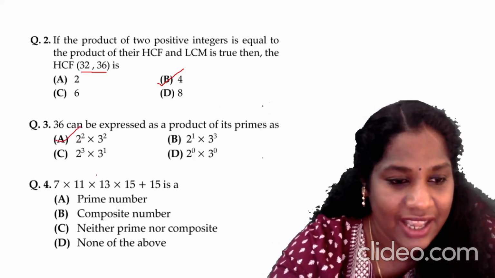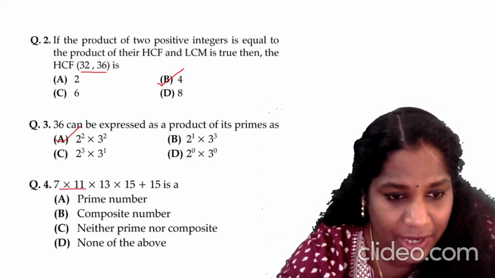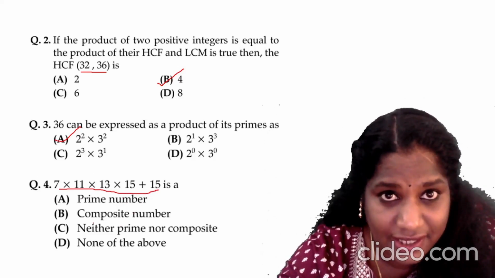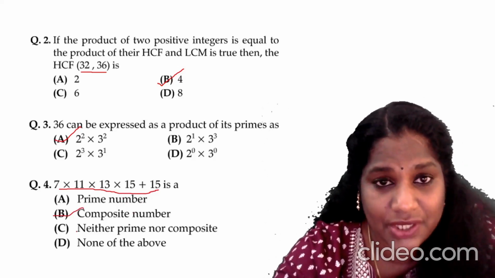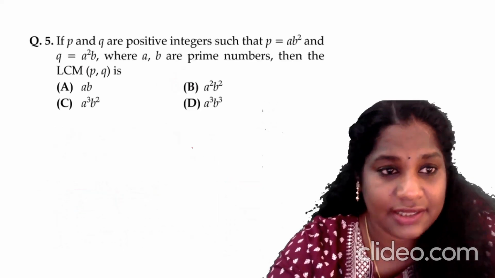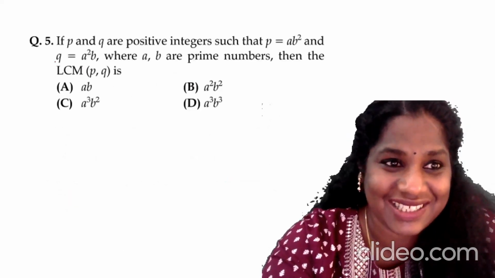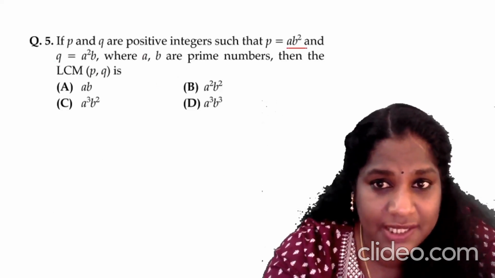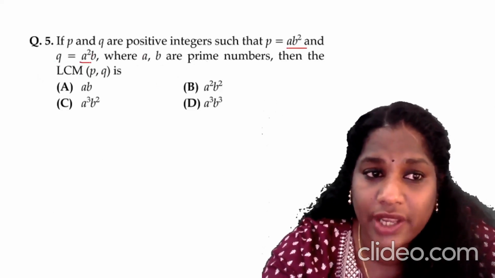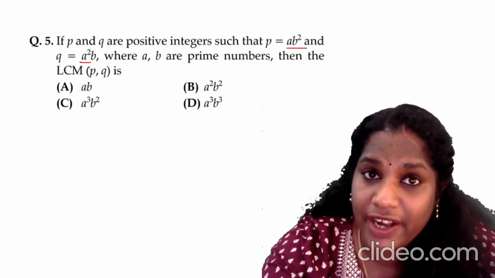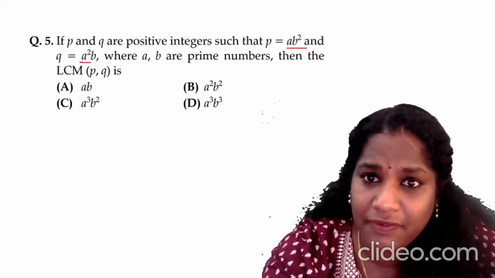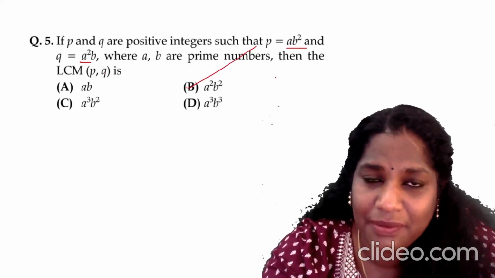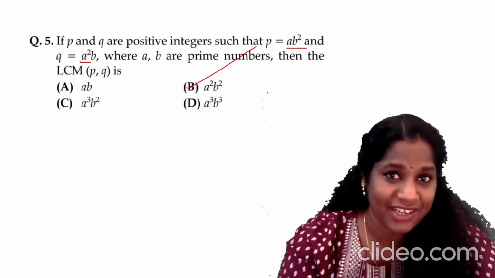Done? Okay. Now look at this. Is it a prime number or a composite number? We just did it. It's a composite number. Correct? Let's go to the last question. If P and Q are positive integers such that P is equal to this much and Q is equal to A square B, you have to find the LCM. Yes? Tell me fast. Option B, A square, B square. That's it, and we are done with today's session.